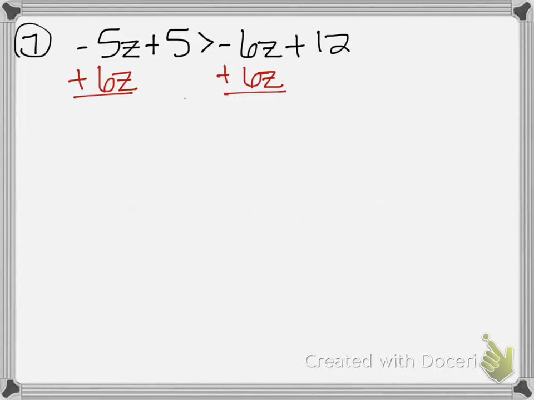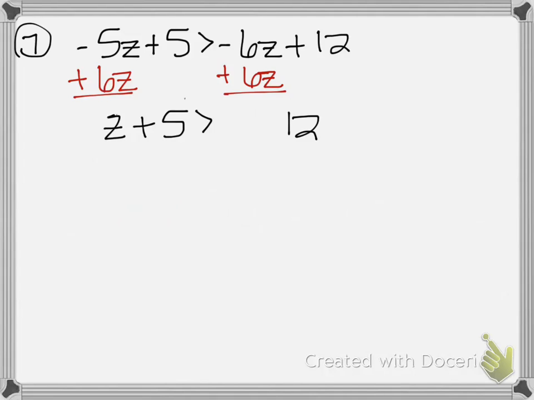That's going to leave me negative 5z plus 6z on the left, which ends up being 1z plus 5 greater than... I'm sorry, you said 7? Negative 5z plus 6z is 1z, yes. Yep. And then so we have z plus 5 is greater than, and it would be 12.